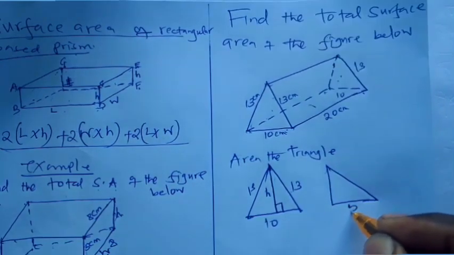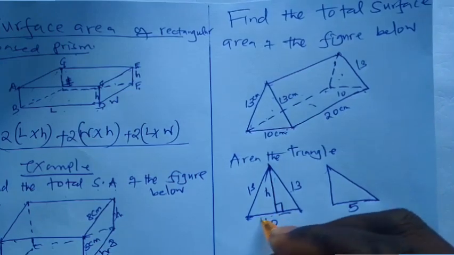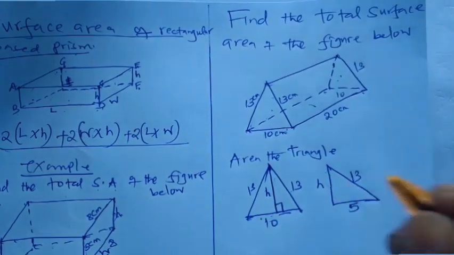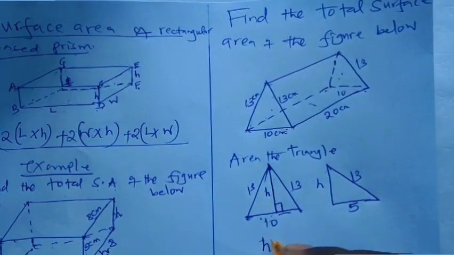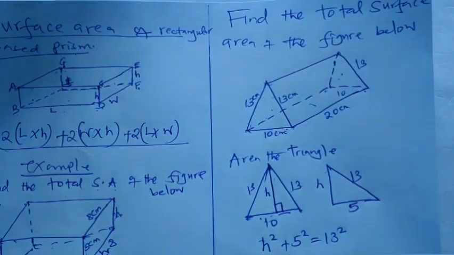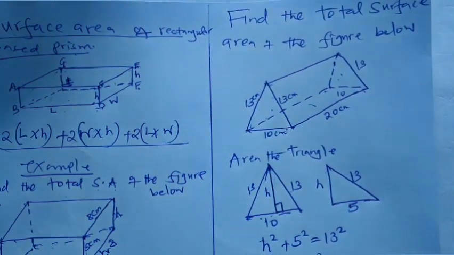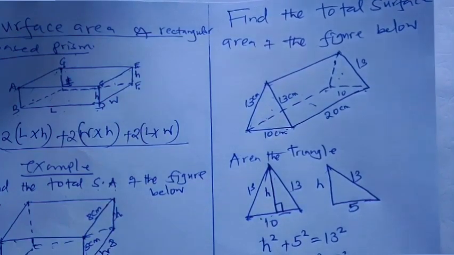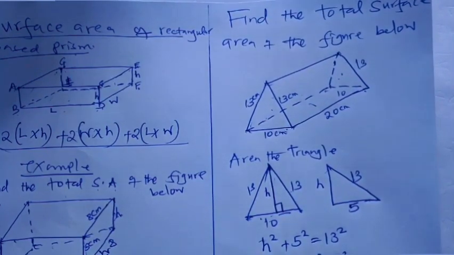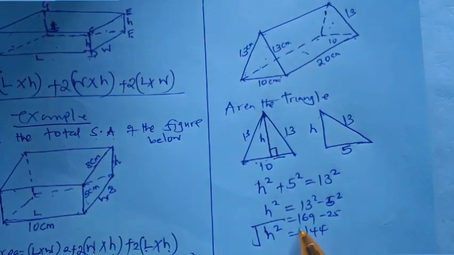This is 5 because if it is 10, you divide by 2, you find 5 here, 5 here. And this is 13. We want this. We know from the Pythagoras theorem that h square plus 5 square will be equal to 13 square. H square will be equal to 13 square minus 5 squared. This is 169 minus 25. That is 144 h square. Meaning to get h, you find the square root of both sides. So h is equal to 12 centimeters.